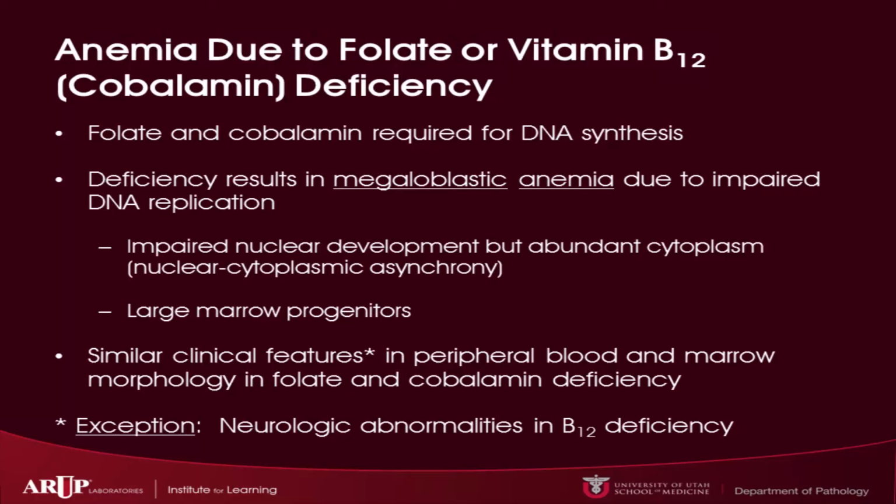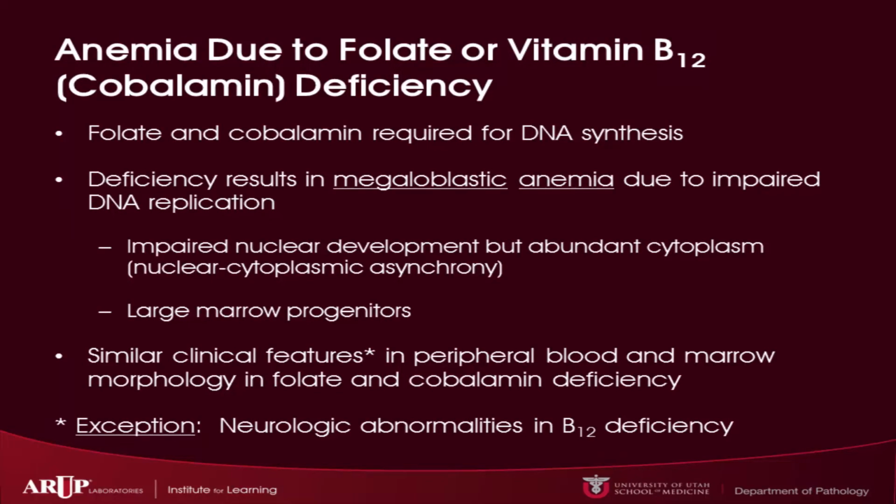Deficiency results in megaloblastic anemia. Megalo means really big, and blastic means immature cells. Because of the problem with DNA synthesis, the cells become much larger in size, and since the DNA is not really forming that well, the nucleus of the red blood cells remains very immature. They do not mature. So that's basically the definition of megaloblastic anemia.